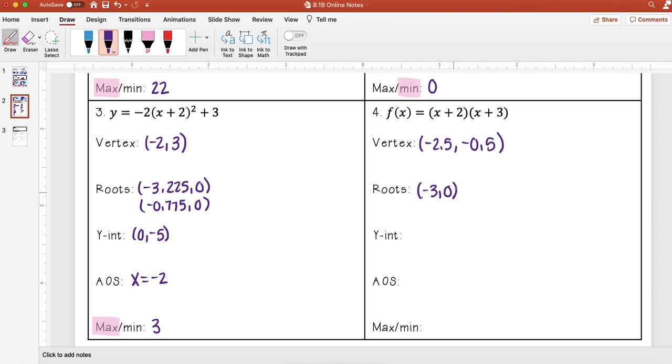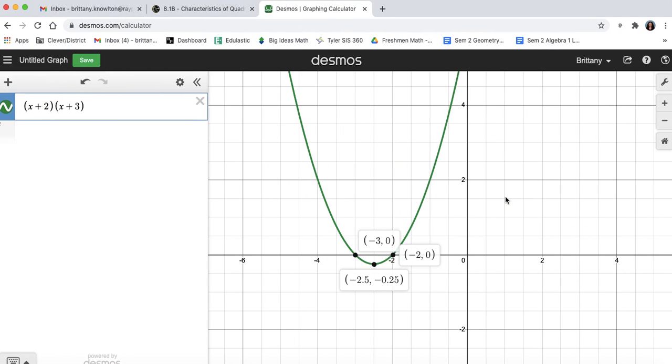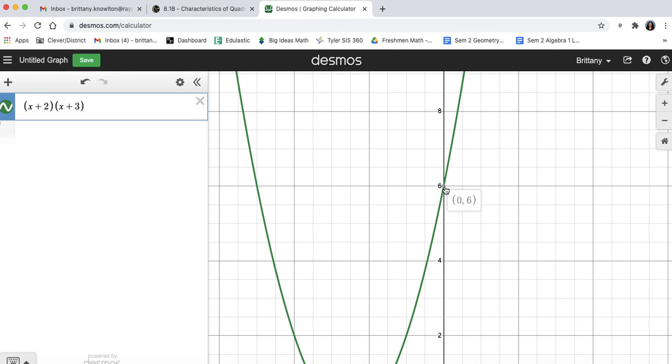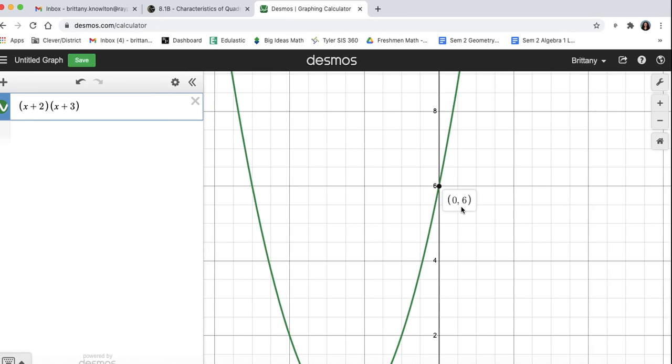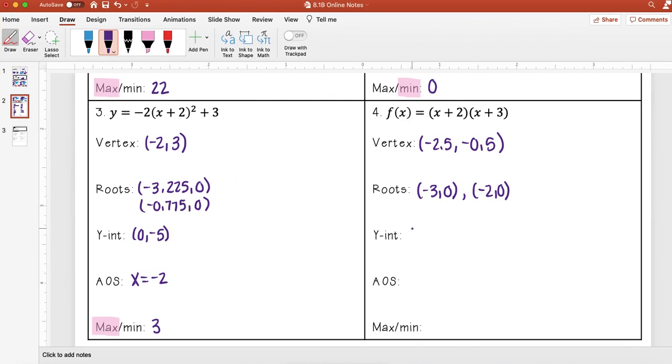You could have also recognized that if we were to solve this by factoring and set each of those equal to 0 and solve for x, I would get those same numbers. And then I see for my y-intercept where it crosses the y-axis, that's at 0, 6. My axis of symmetry is just my x value in my vertex, so it's at x equals negative 2.5. And now this one, since it opens up, it has a minimum, and it's going to be at negative 0.25, the y value of my vertex.